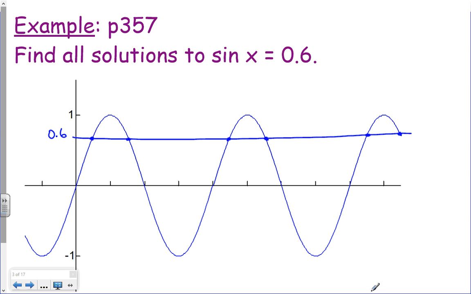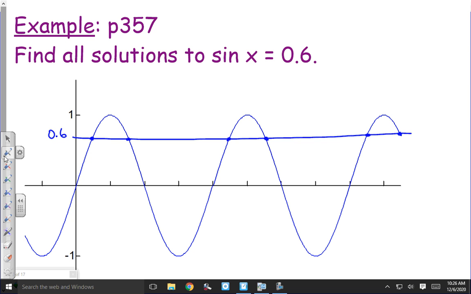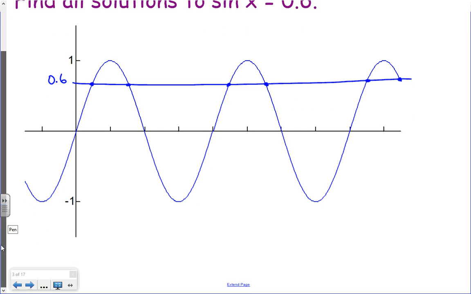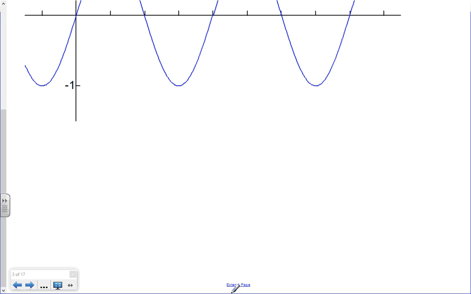So let's think about how we would solve this problem originally, that is using just our inverse trig functions, and then use that to help us come up with how we'll find all these solutions. So let's take sine of x equals 0.6 and write down that equation.